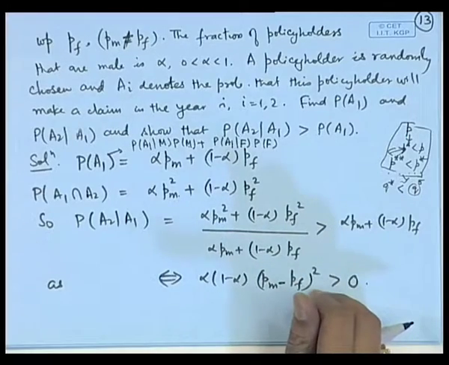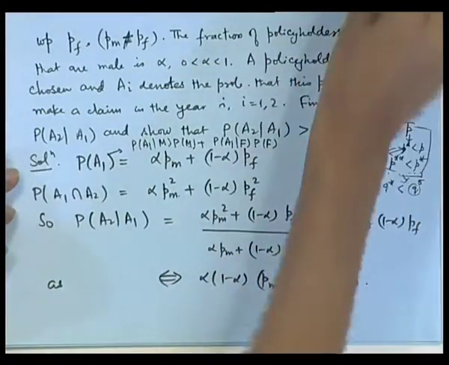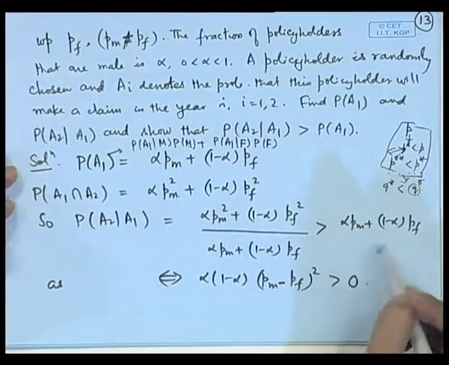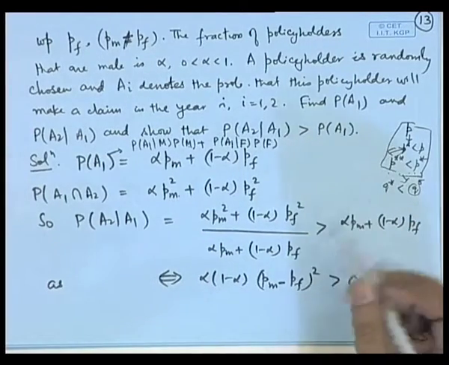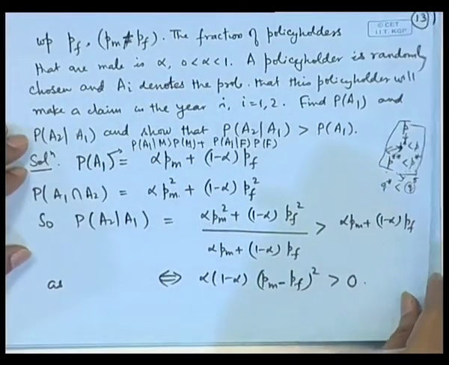However, P m equal to P f simply denotes that it does not make a difference where you are choosing from. That means, both have the same probabilities of, say, either defective or non-defective, or making a claim or not making a claim. So, in that case the phenomena will not change the probability, because here the effect is coming because we are saying that the person makes a claim. So, that means he is more accident prone. So, that is why he should have a higher probability in the next year.